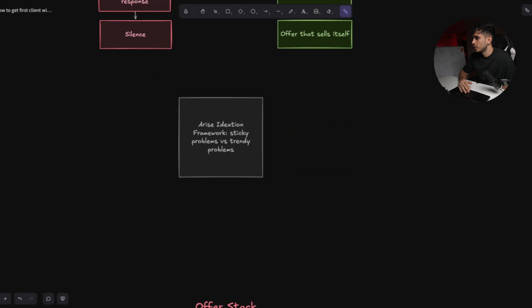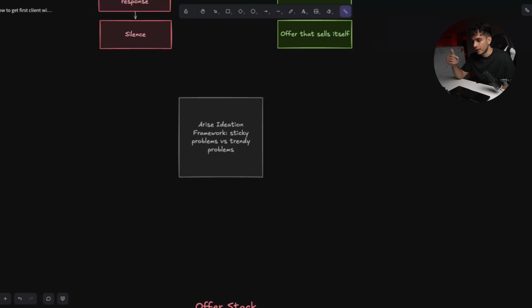So one of the biggest frameworks that I follow is the Arise ideation framework. Essentially, it's helping you find sticky problems versus trendy problems. This is very important because if you're able to find a sticky problem, that means this problem exists. It's been a nagging pain for a lot of businesses, and a trendy problem is a core business pain that maybe is with newer products.